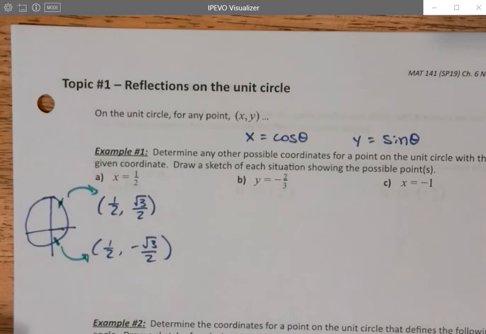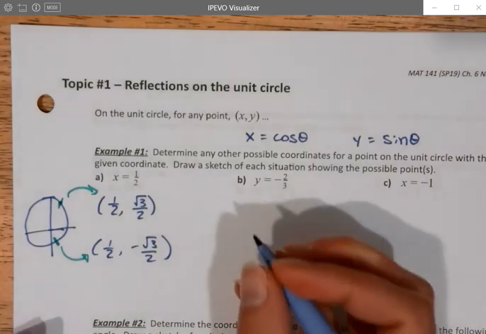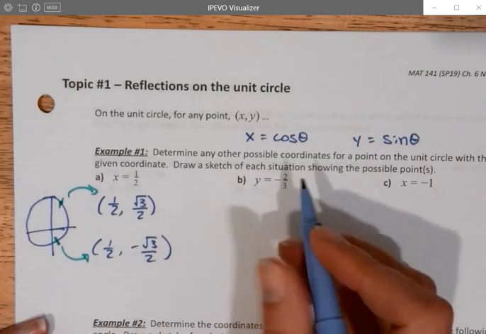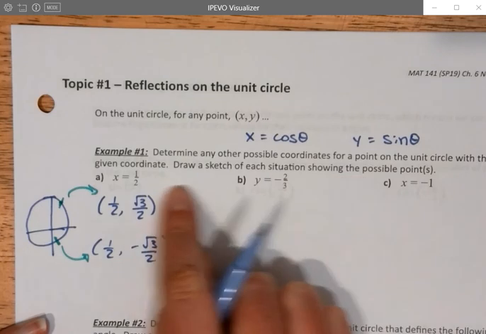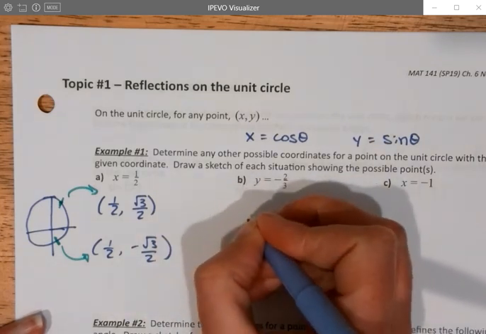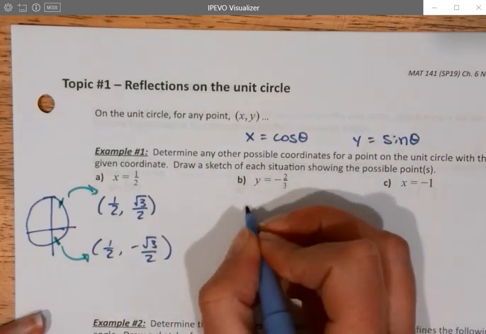Now draw a sketch of each situation showing possible points. Okay, determine other possible coordinates. This one is not a point that's on the unit circle, so it's not going to have a special angle like 30, 45, or 60. It's got a y value of negative 2 over 3. So let's determine the other possible coordinates and draw a sketch. I'm going to draw my sketch at the same time and then determine the other possible coordinates.